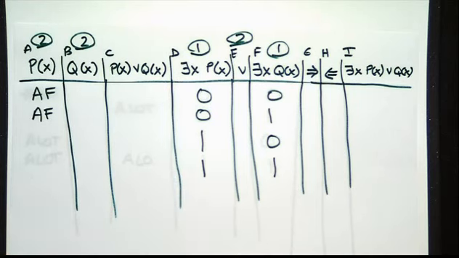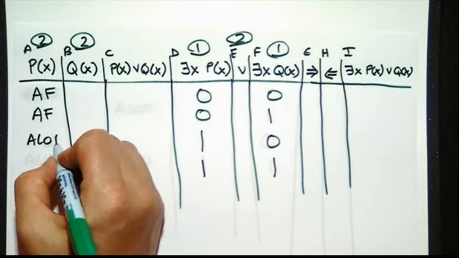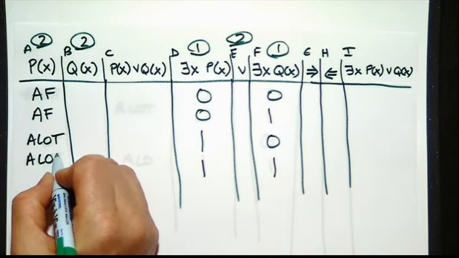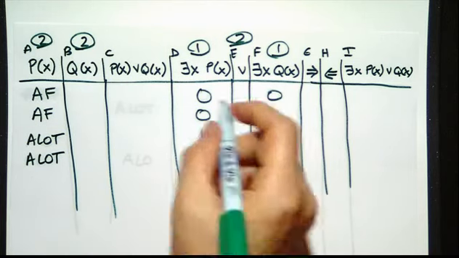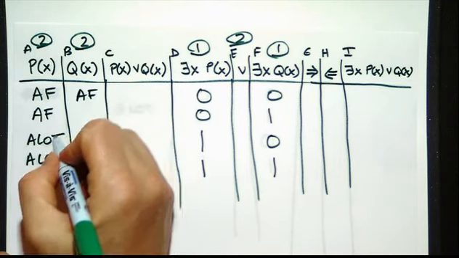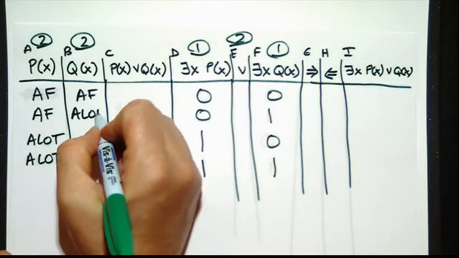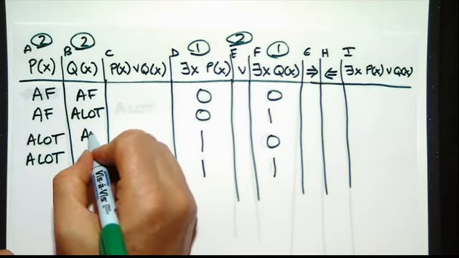In the third row, we have there exists x, P of x is true, so we have at least one true. And we have the same thing in the fourth row. We can do the same for there exists x, Q of x. When it's false, I have all false for Q of x. When it's true, I have at least one true for Q of x.